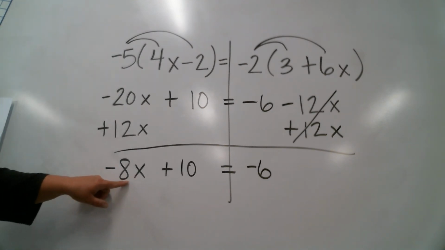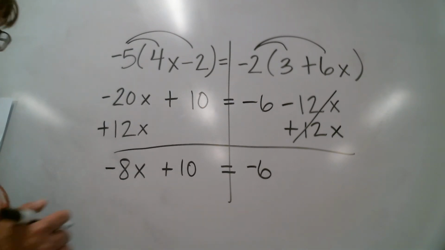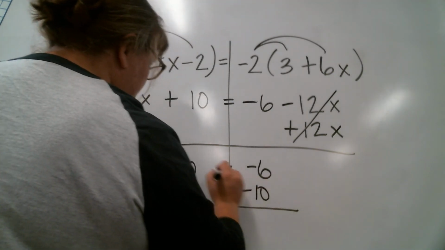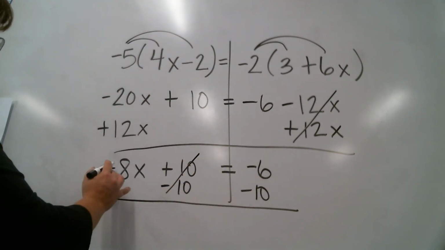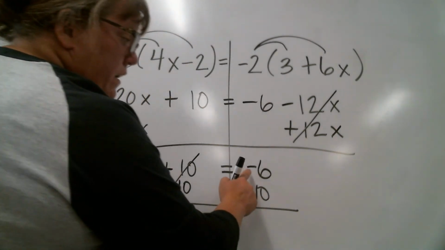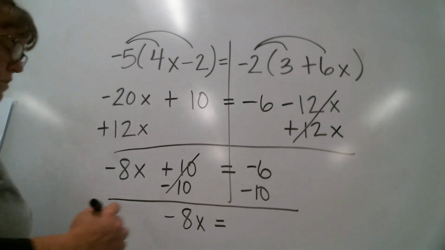And remember, I'm over here trying to isolate this x, so I need to take care of the plus 10. And I reverse that with a minus 10. That cancels out, so I'm going to rewrite it. I've got negative 8x equals negative 6 minus 10. We're combining two negatives. We're at negative 6, and we're moving back 10 more to negative 16.